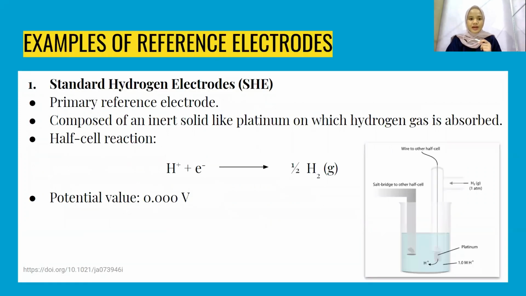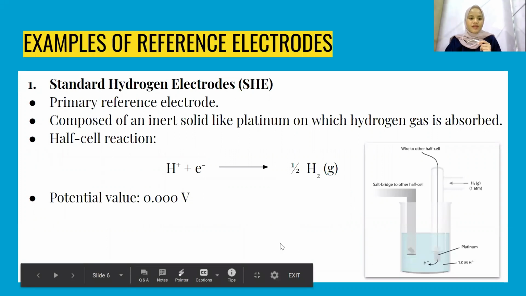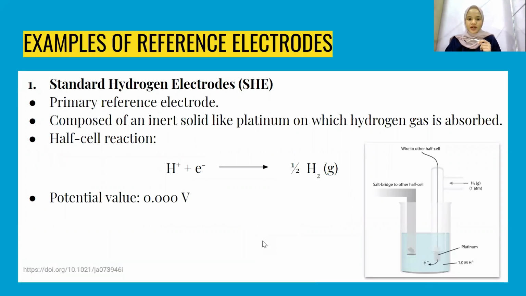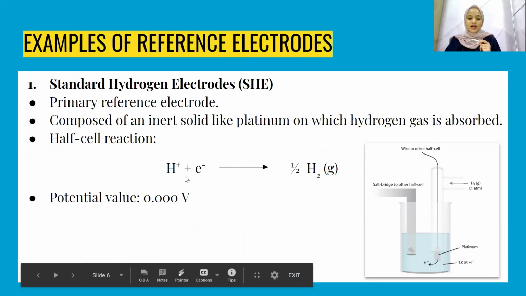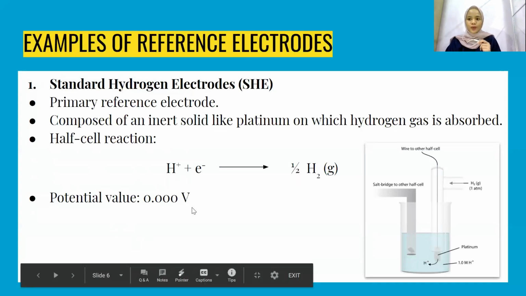Next, there are many examples of reference electrode, and one of it is standard hydrogen electrode, or we call SHE. It is a primary reference electrode and it is composed of an inert solid like platinum on which hydrogen is absorbed. The half cell reaction is H+ plus e- becomes 1/2 H2. The potential value is 0 volt.